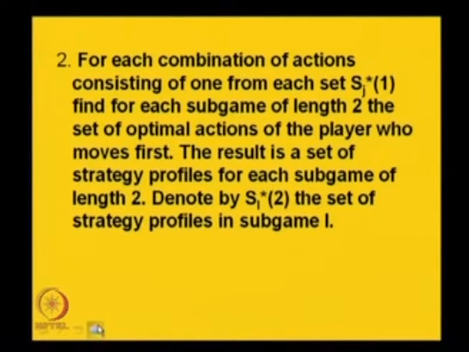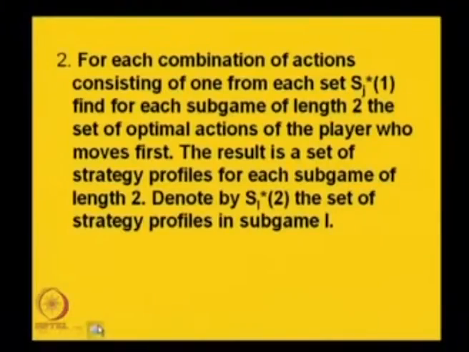This is the second step. For each combination of actions consisting of 1 from each set S_J star 1, find for each subgame of length 2 the set of optimal actions of the player who moves first. So, this is just what I have said before, but more formally. From subgames of length 1, then we go back to subgames of length 2. The result is a set of strategy profiles for each subgame of length 2. Denote by S_L star 2 the set of strategy profiles in subgame L. So, L is just an index.